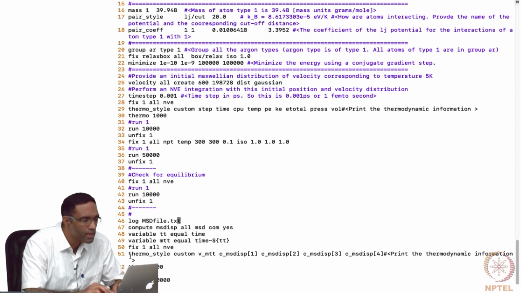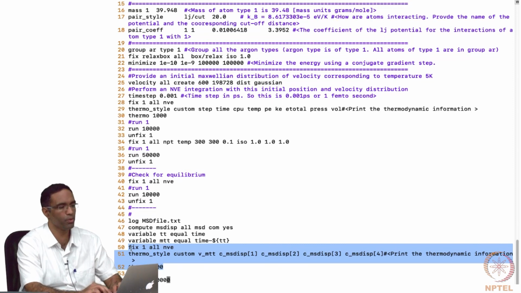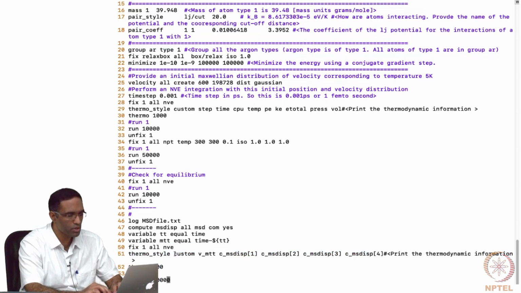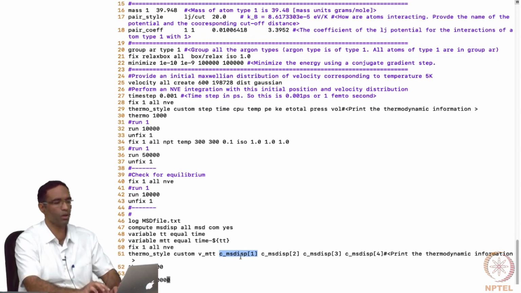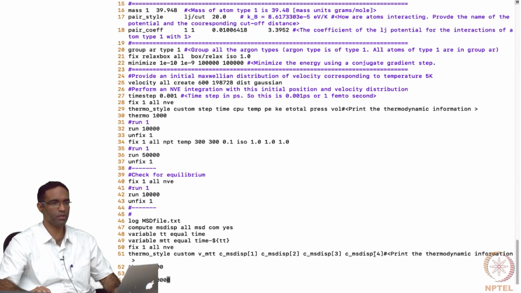And then I am running the NVE fix right here. All these calculations are done after these variables have been defined. So this mean square displacement is actually computed over this NVE right here. Okay, and I say thermo_style and I give a variable. I'll tell you what this variable is in a second, and then I print out c_msdisp[1], [2], [3] and [4], which is basically the mean square displacement along x, y, z and the magnitude of the mean square displacements.